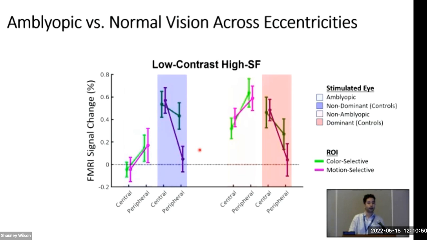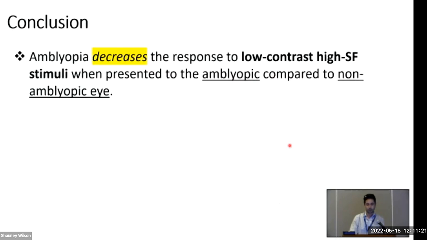When it comes to non-amblyopic eye versus dominant eye, as you can see in the central part, there is no real difference. But when it comes to the peripheral part, you can see a stronger evoked activity in response to stimulation of the non-amblyopic eye relative to the dominant eye in controls. And this difference is more apparent when you compare the response evoked in motion selective stripes.